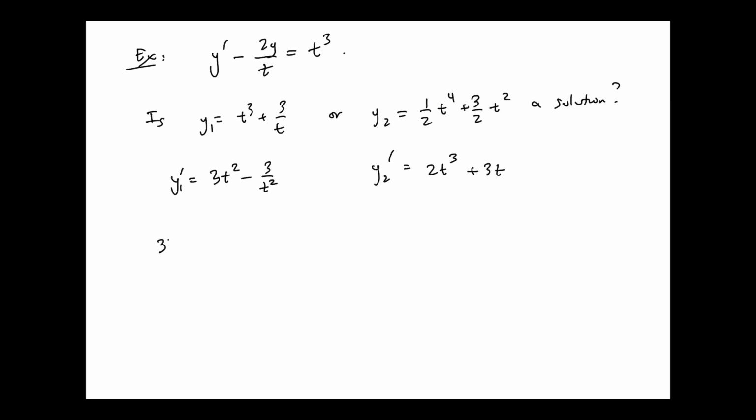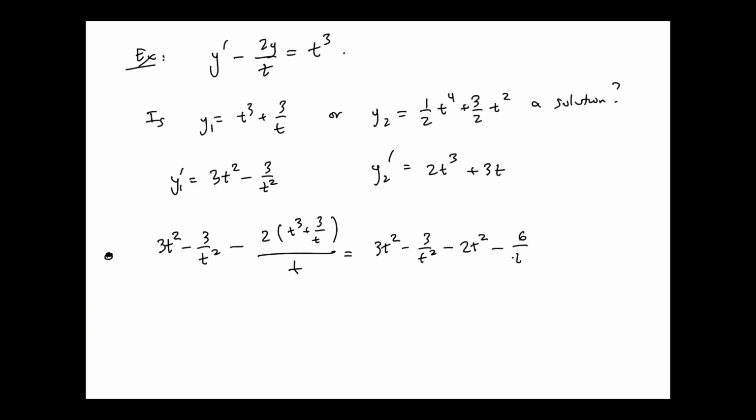So, 3t squared minus 3 over t squared minus 2 times t cubed plus 3 over t, all over t. What is this equal to? We get 3t squared minus 3 over t squared minus 2t squared minus 6 over t squared. I think that's right. Do you guys agree with me? It's not t cubed. Let's try that again. That's definitely not equal to t cubed. So that's definitely a fake Rolex.